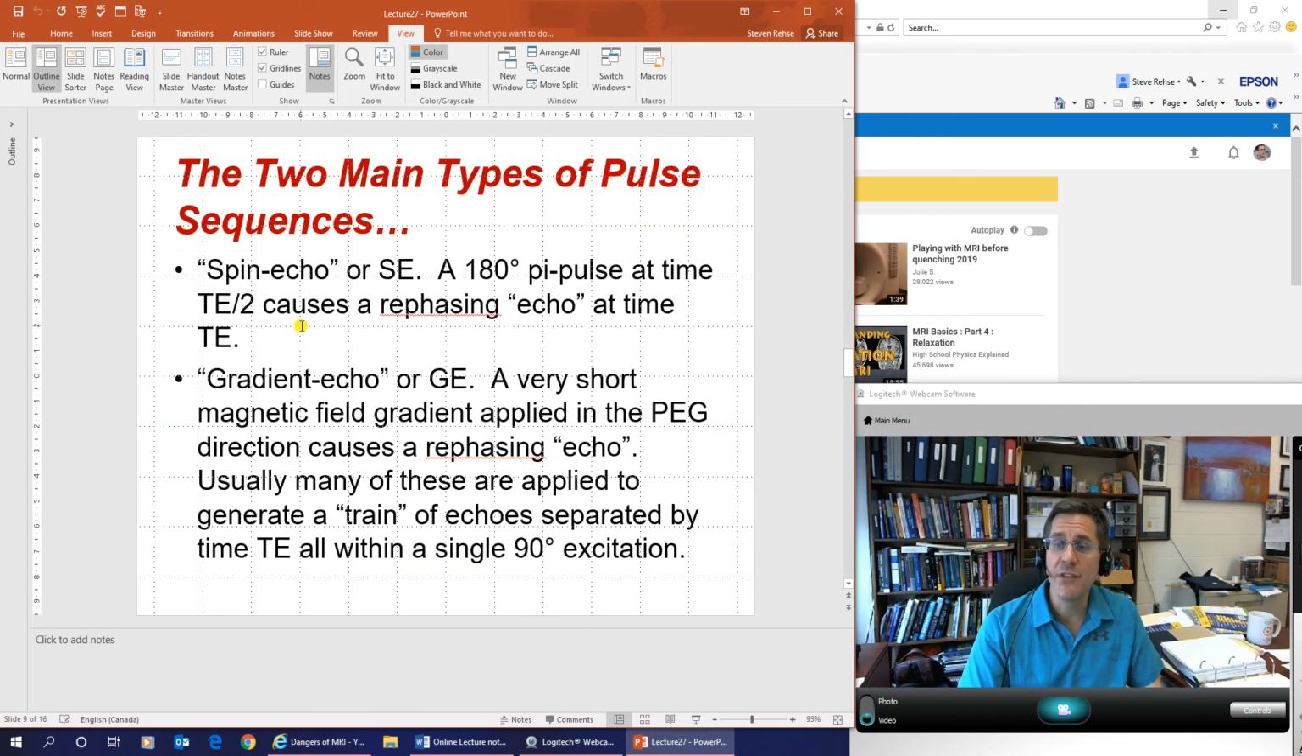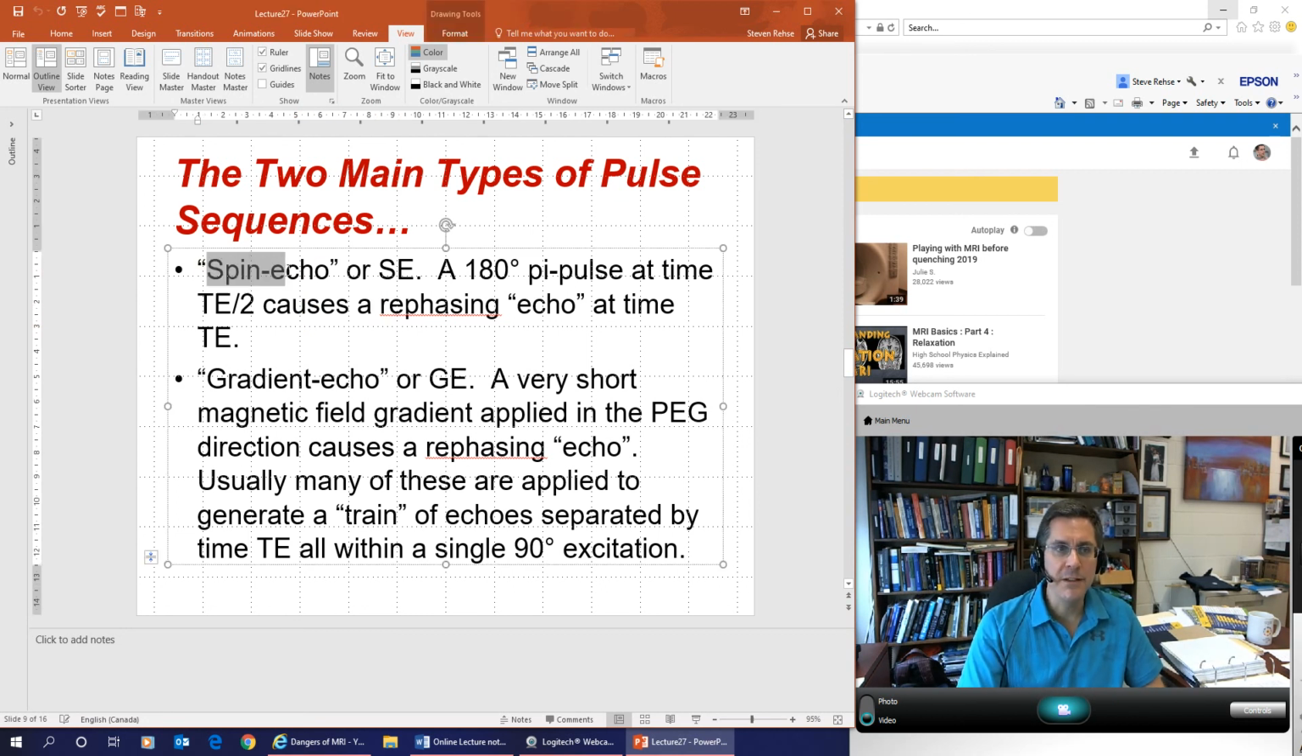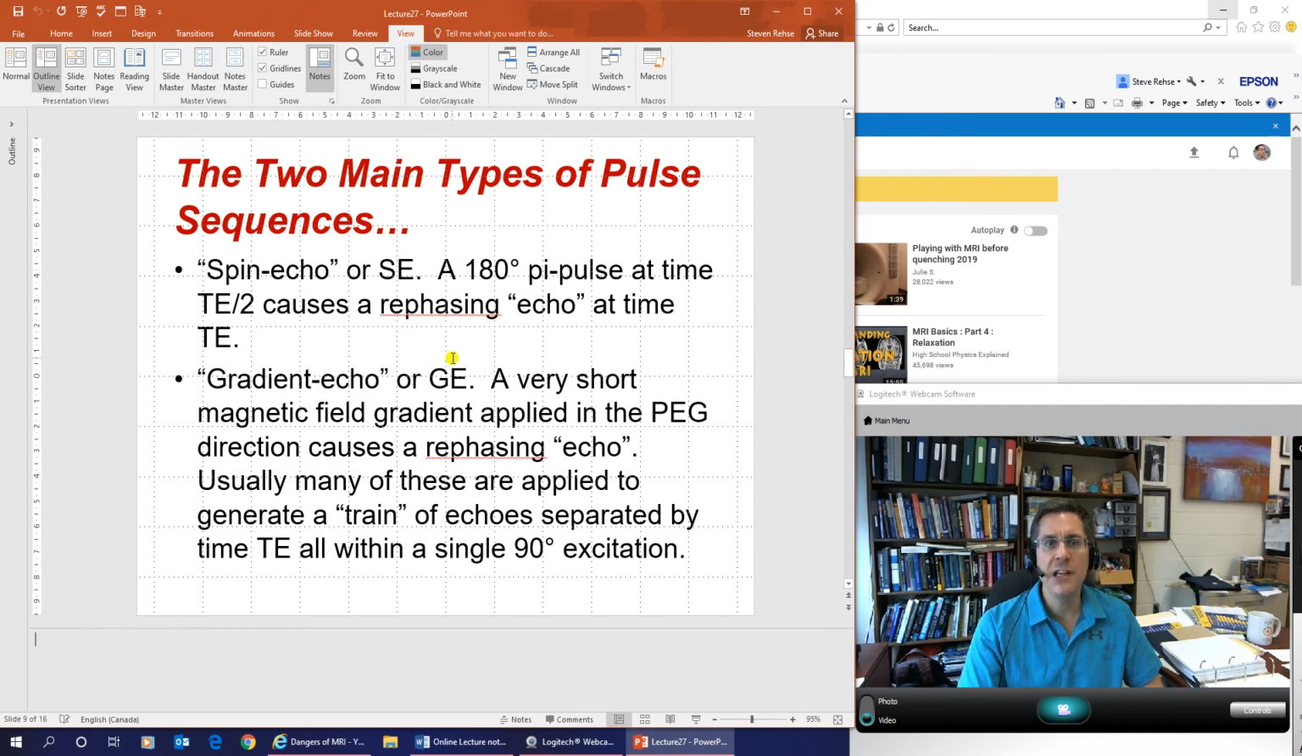You probably think that's the only way to do it. It turns out that there is one little trick. If one main type is spin echo, then the other main type is gradient echo. So spin echo or SE, gradient echo or GE. In a GE measurement, a very short magnetic field gradient applied in the phase encode direction can cause the rephasing echo. So it's still an echo. That's why spin echo, gradient echo.